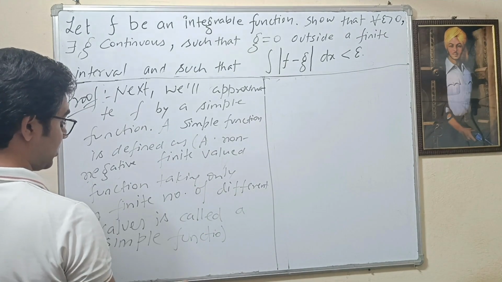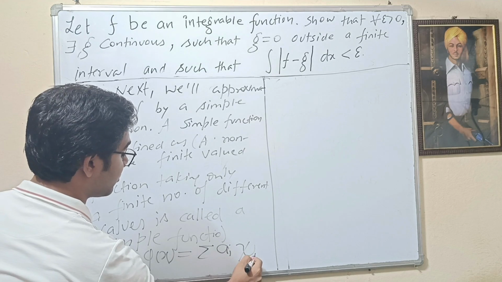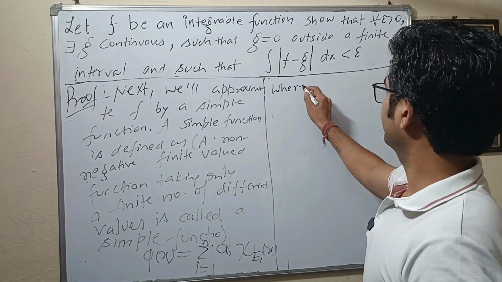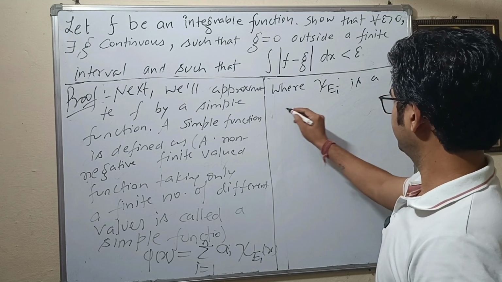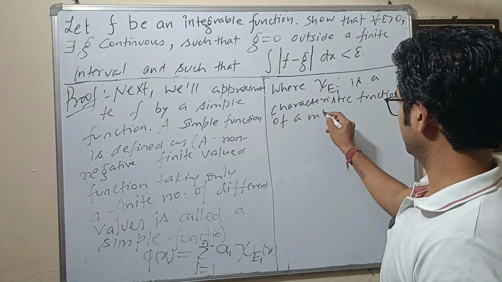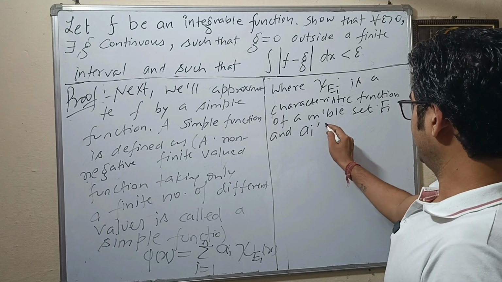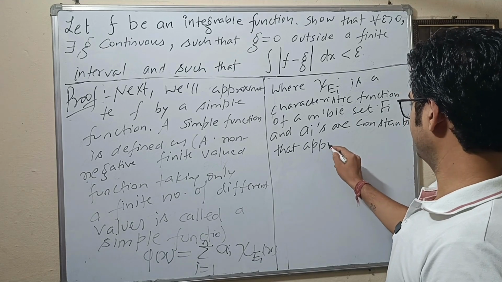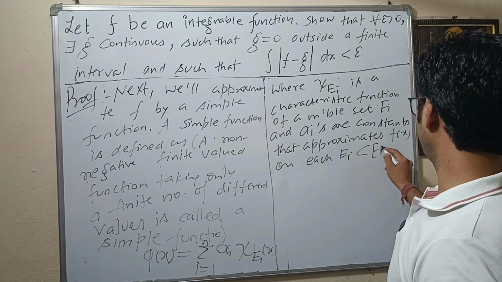Okay, it is defined as phi(x) equals the sum of a_i chi of E_i(x), i from 1 to n, where chi_i is a characteristic function of measurable sets E_i and the a_i are constants that approximate f(x) on each E_i. E_i is a subset of minus R to R.